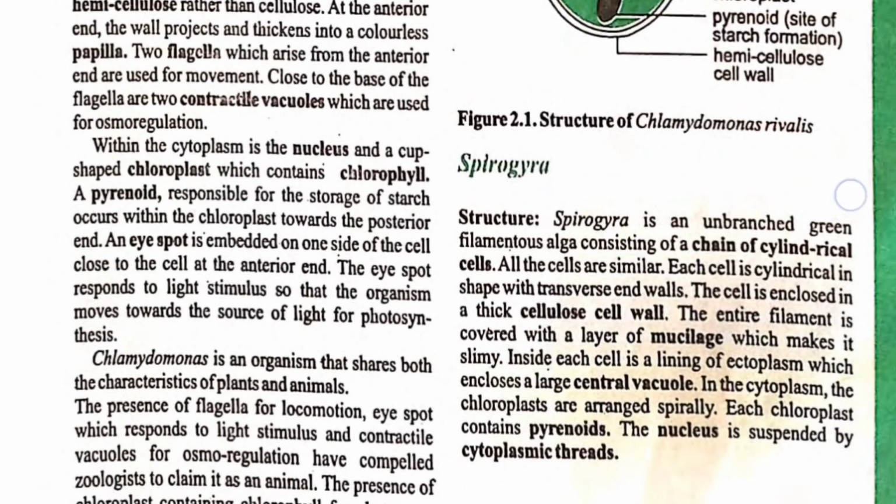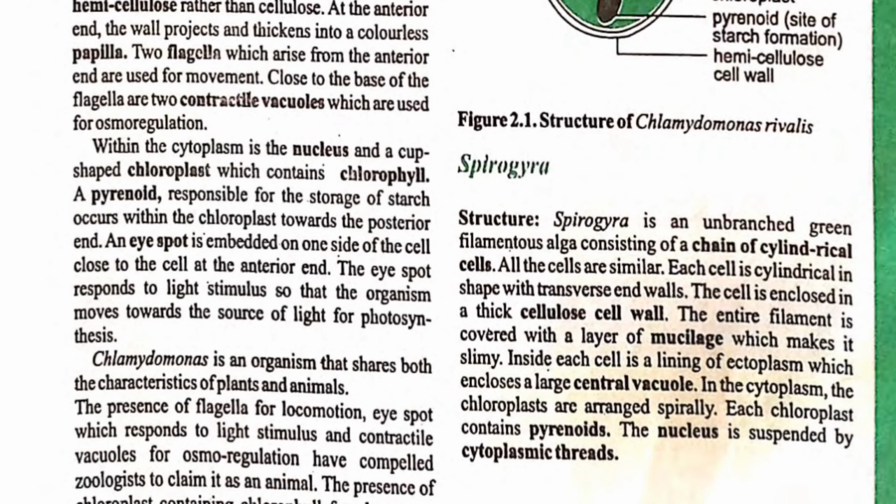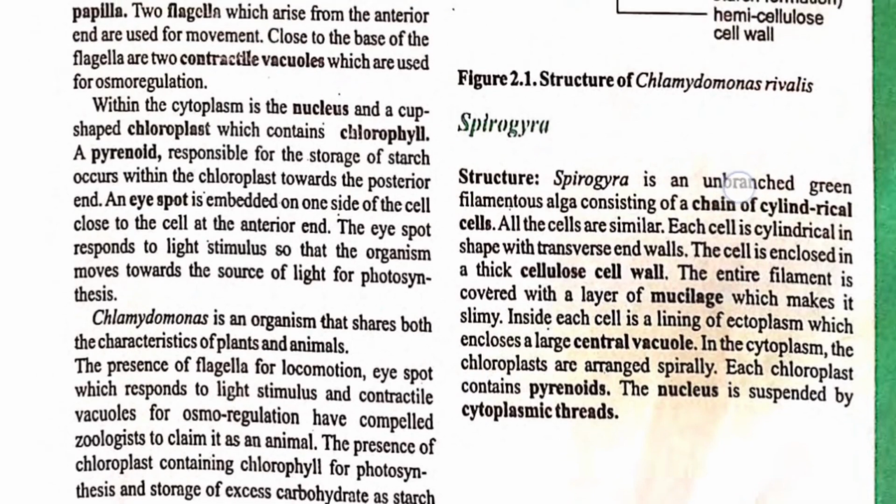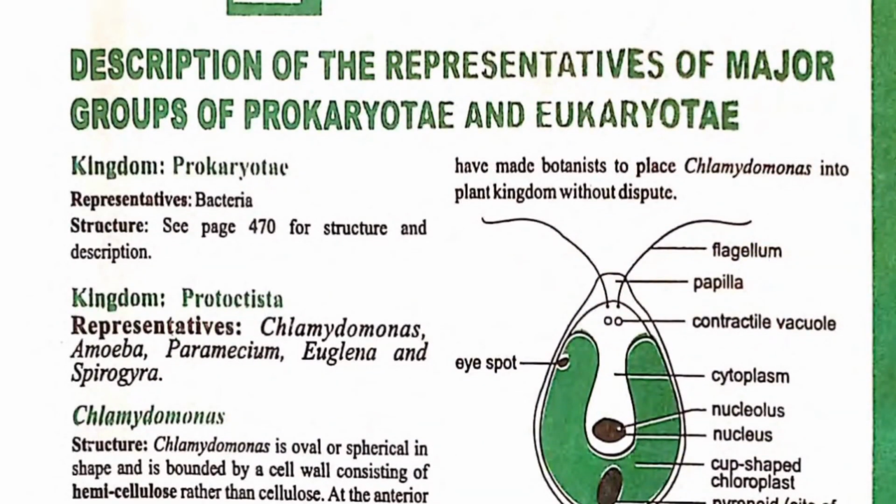Alright, so it says Chlamydomonas is an organism that shares both the characteristics of plants and animals. The presence of flagella for locomotion, eye spots which respond to light stimulus, and contractile vacuoles for osmoregulation have compelled zoologists to claim it as an animal, while the presence of chloroplasts containing chlorophyll for photosynthesis and storage of excess carbohydrate as starch have made biologists place Chlamydomonas into the plant kingdom without dispute.